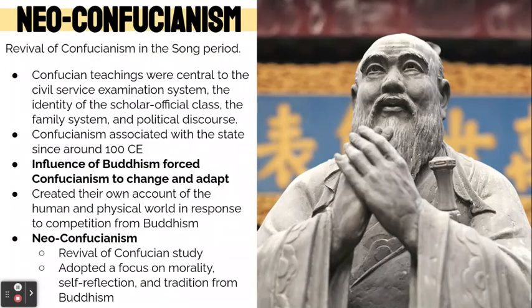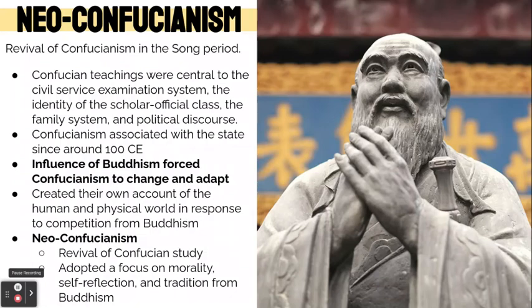This all led to the start of a new philosophy and a revival of Confucianism, which is called Neo-Confucianism. All right, so neo means new. So this is like the new Confucianism. We know that Confucian teachings were central to the civil service exam, and they were central to the power and identity of the scholars and the bureaucrats. And that Confucianism had already had a huge influence in China by this time, for like 1,000 years. As Buddhism became so popular, it forced Confucianism to change in order to keep its followers. So they created their own blend of Confucianism with some Buddhist ideas. So it says they created their own account of the human and physical world in response to competition from Buddhism.